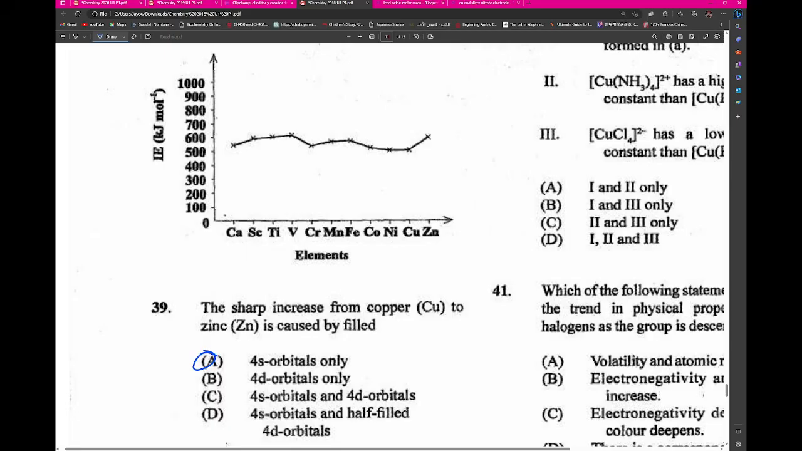The thing is, there's a sharp increase from copper to zinc. The major difference would be the filling of the 4s orbital, right? Because I think it's copper. Is it cobalt and chromium? Copper has a filled 4s. So a sharp increase from copper to zinc is caused by filled... Why does it say 4d orbitals though? What orbitals are present on zinc? So zinc has a 4s orbital and a 3d orbital. So I don't think so. No. I think it would be a filled 3d orbital, but it hasn't gone to 4d.